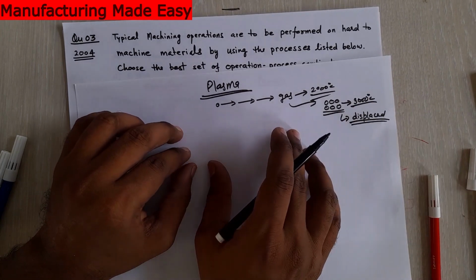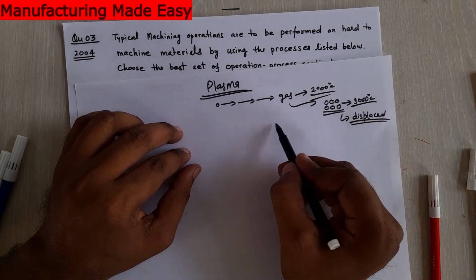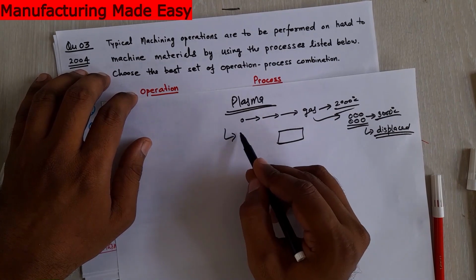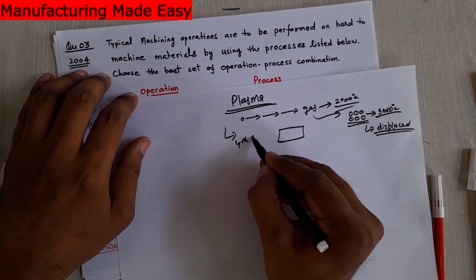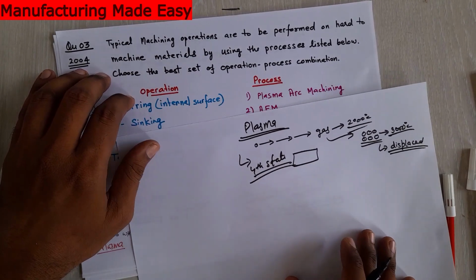This creates a kind of spark, or plasma. So this is called plasma. It is also called the fourth state of matter. So this is plasma.